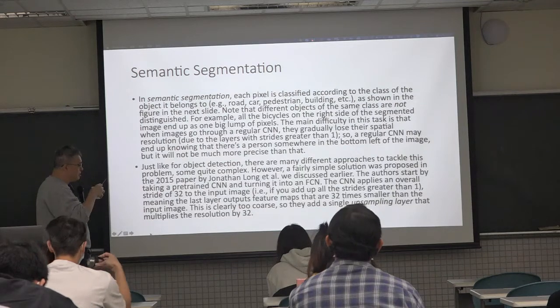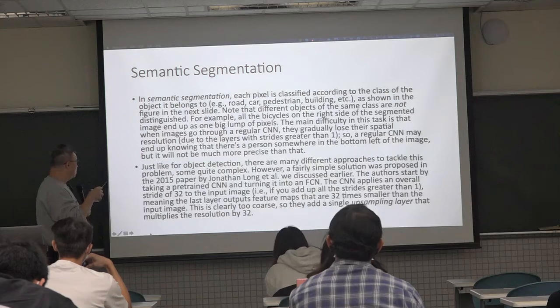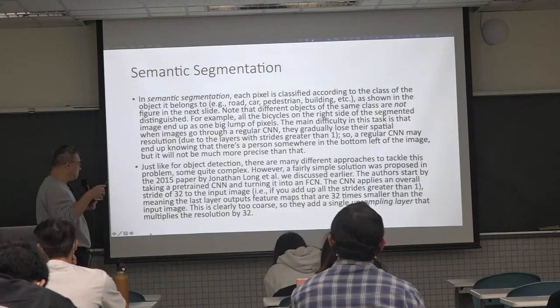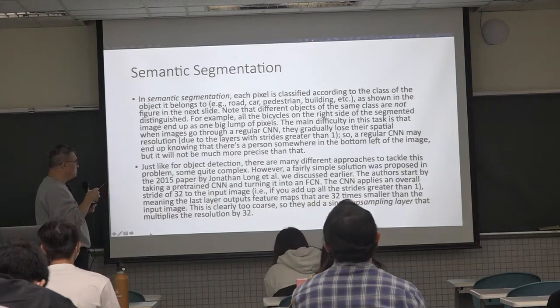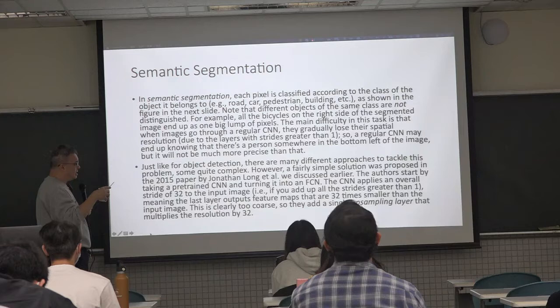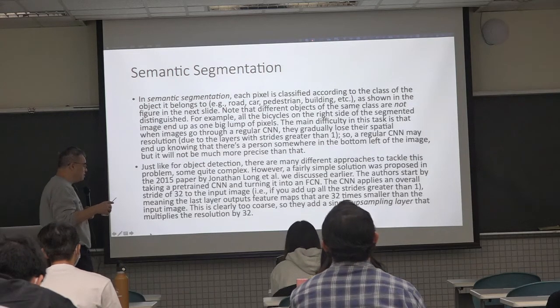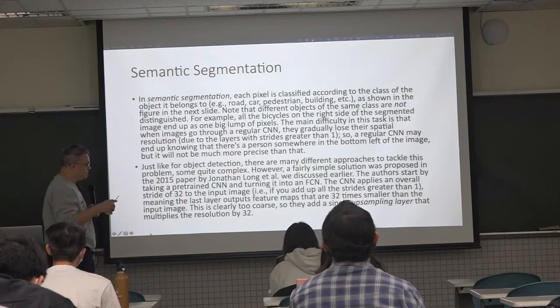The CNN applies an overall stride of 32 to the input image, so the image becomes very small. The last layer outputs feature maps that are 32 times smaller than the input image. So this is clearly too coarse, not precise enough.